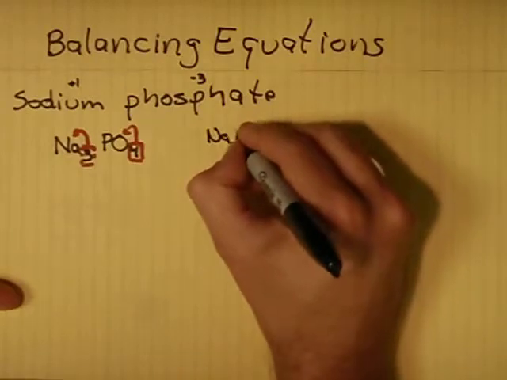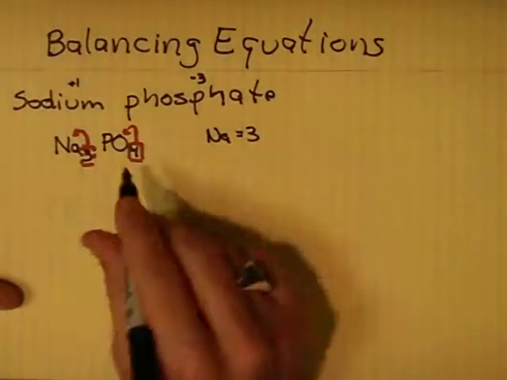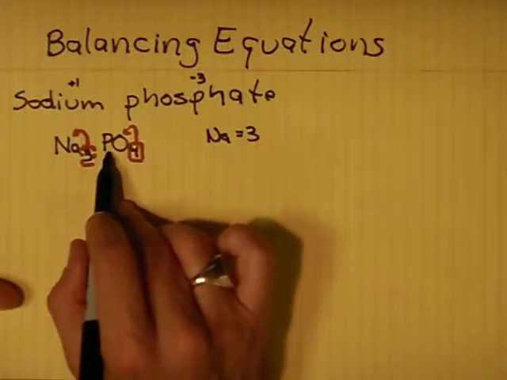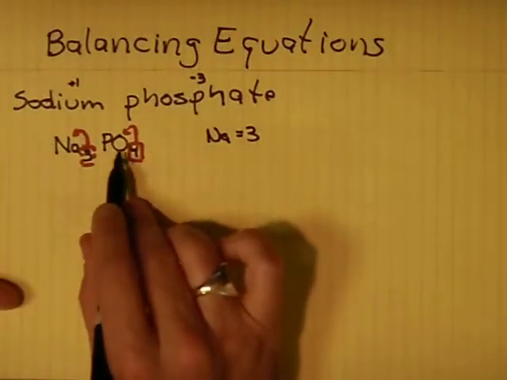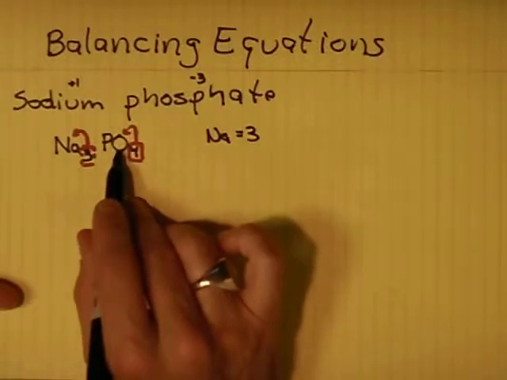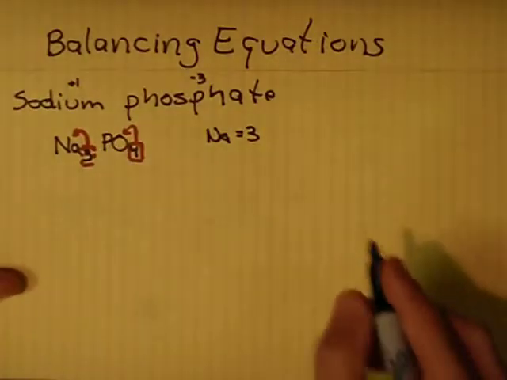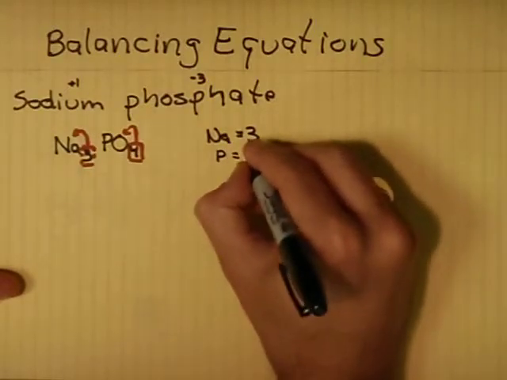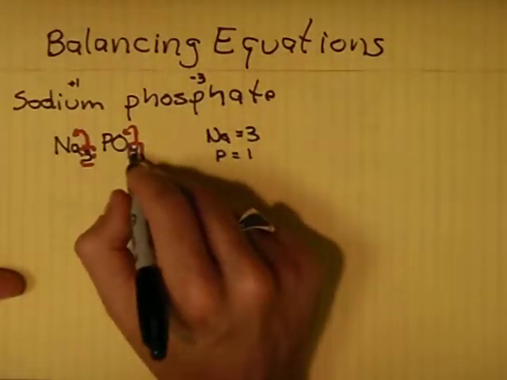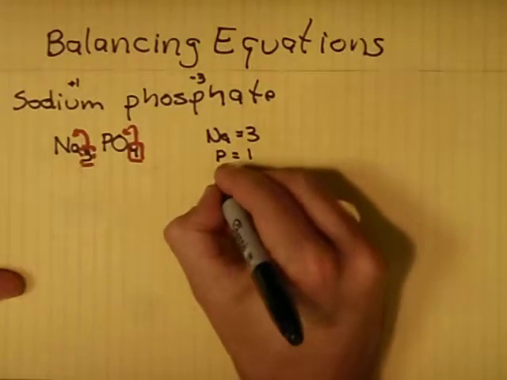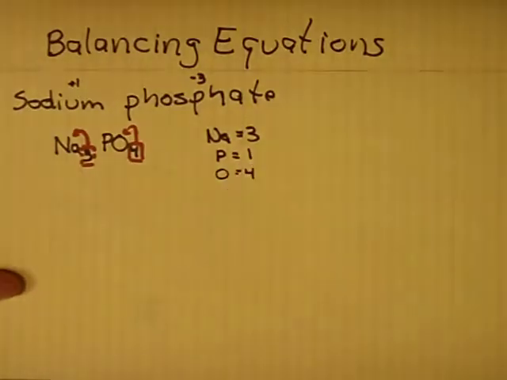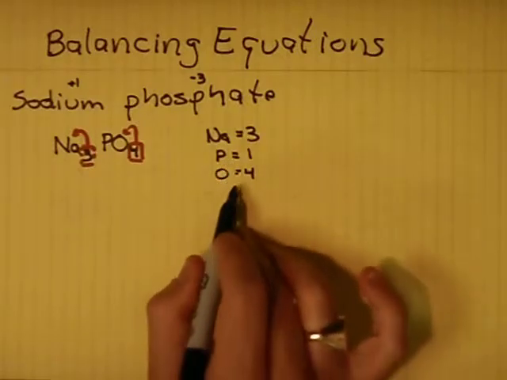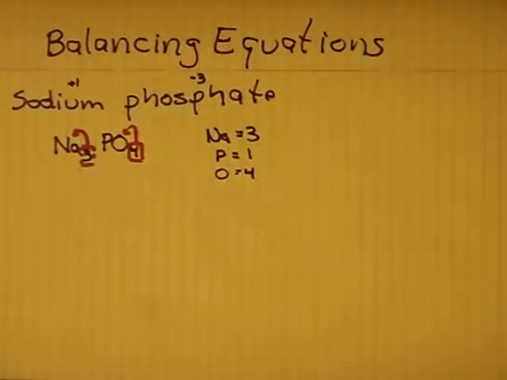So we've got Na, 3. Phosphate, P, we only have 1 of those because this 4 only applies to the O. It doesn't apply to the P. So we've got P equals to 1, and then this 4 applies to the oxygen. So we have 3 sodium, 1 phosphorus atom, and 4 oxygen atoms.